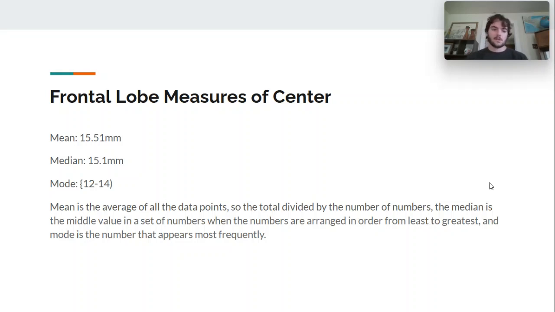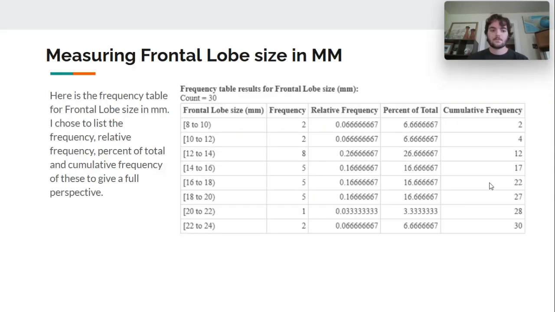Frontal lobe measures of center: mean of 15.51, median of 15.1, and the mode of 12 to 14 millimeters. Mean is the average of all data points, so the total divided by the number of numbers. The median is the middle value in a set of numbers when the numbers are arranged in order from least to greatest. And the mode is the number that appears most frequently.